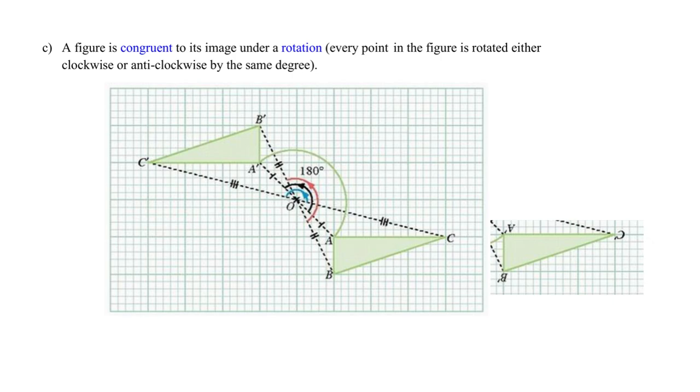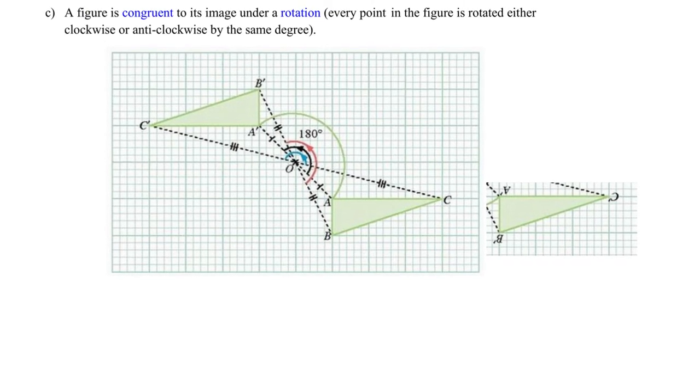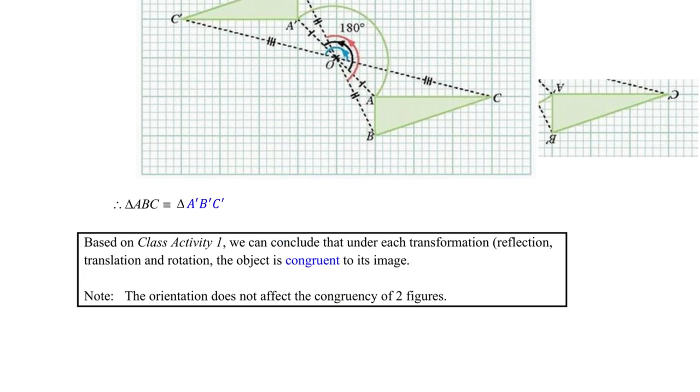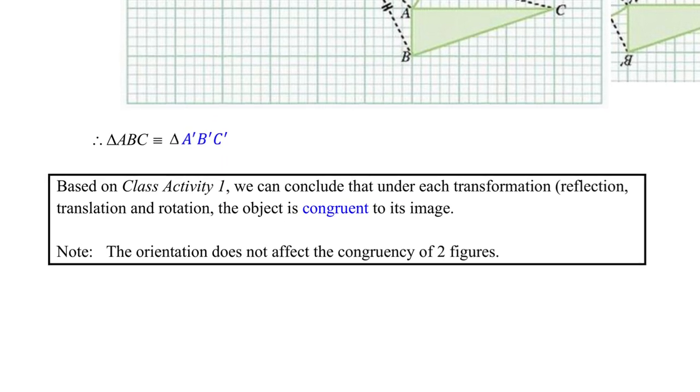a rotation. So from these three examples that I listed out, we can have this particular conclusion: under a transformation of reflection, translation, and rotation, the object is congruent to its image, which means orientation does not affect the congruency of two figures.